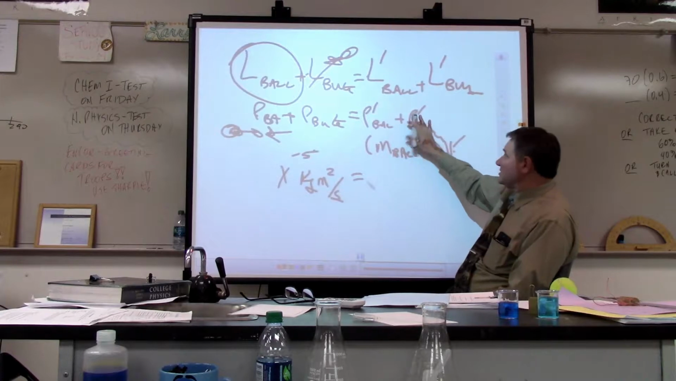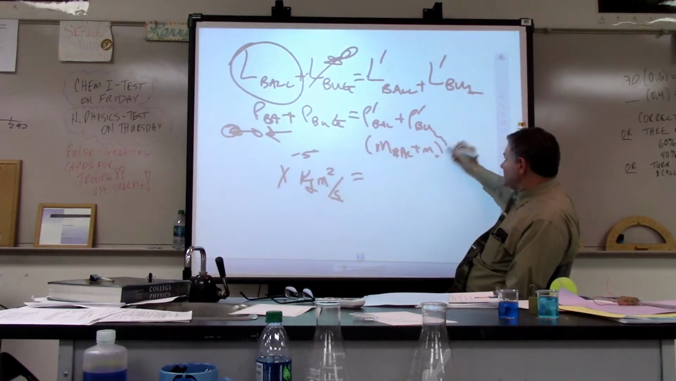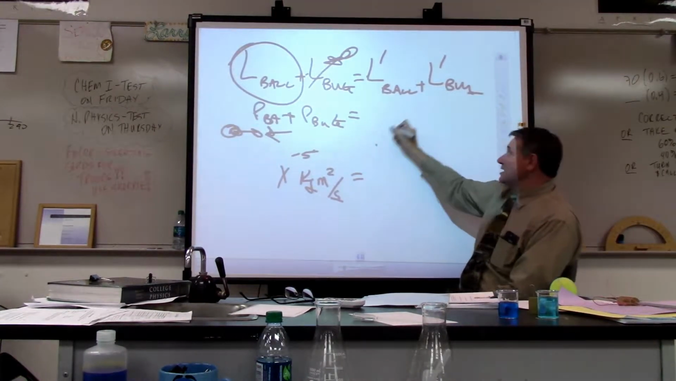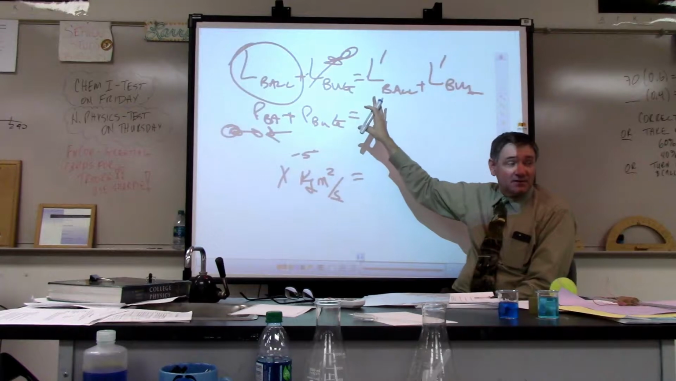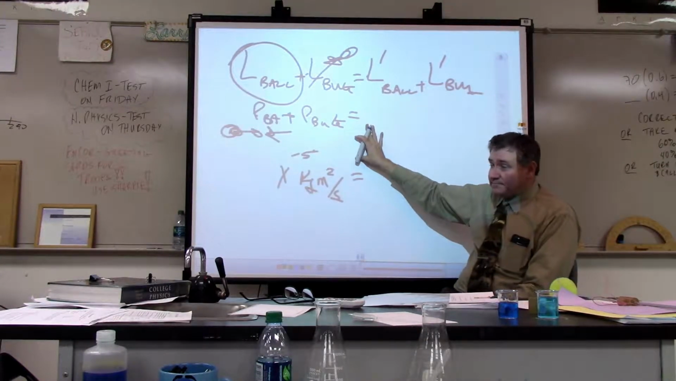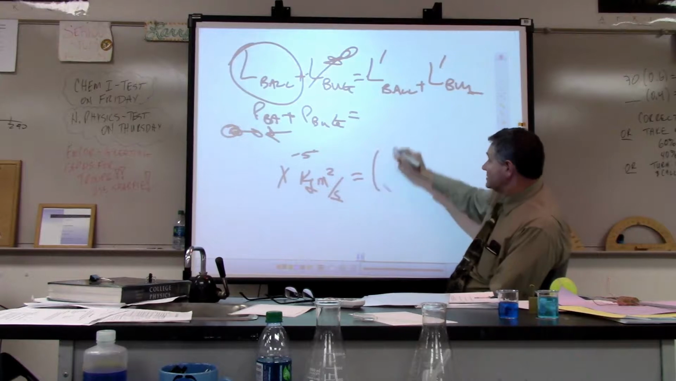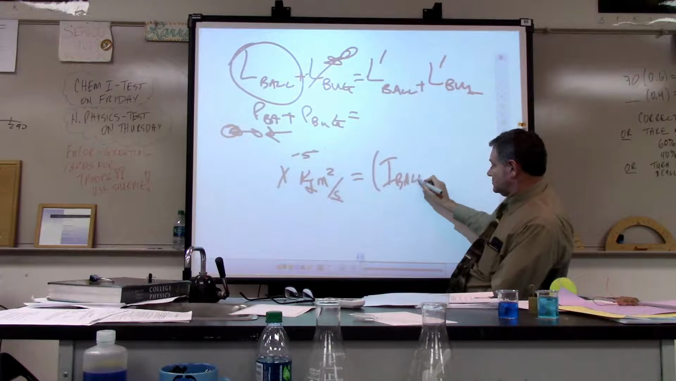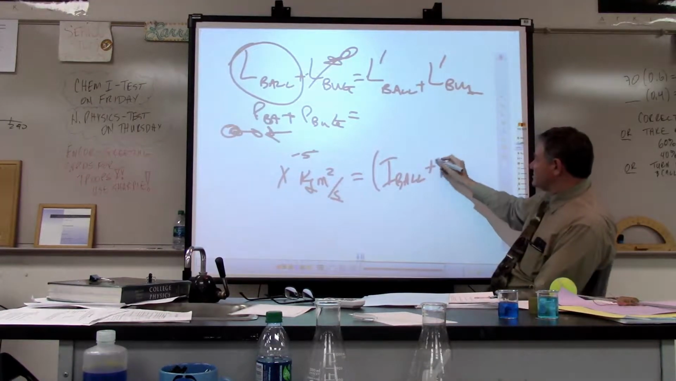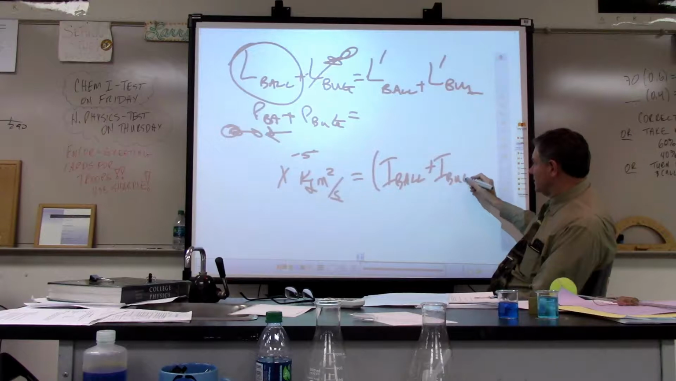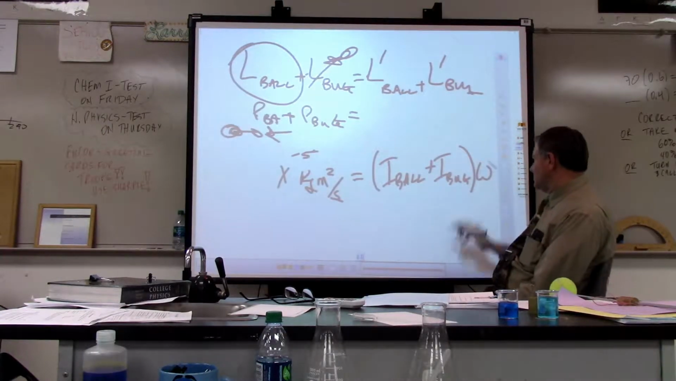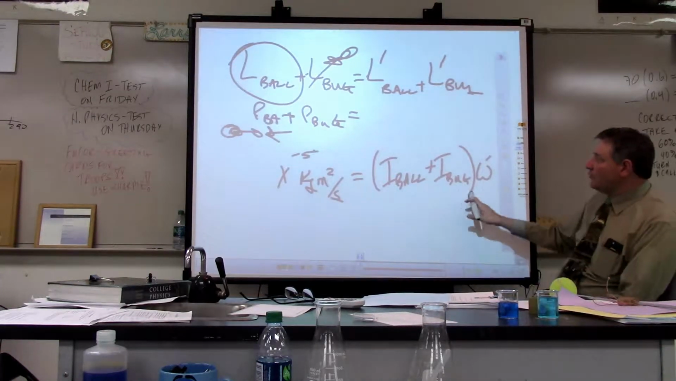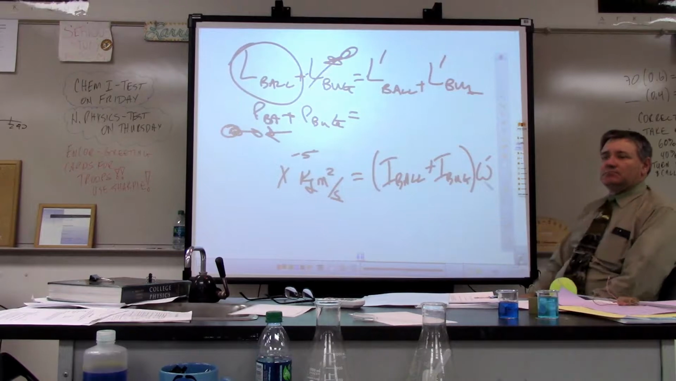So here's what you're going to do. Once you realize that that bug is part of the system, and I promise you, on the test tomorrow, there's going to be a problem like this. Make sure that you understand this. So over here, this is going to be the I of the ball, plus the I of the bug, times omega prime. That's it. So the only thing you don't know is omega prime.